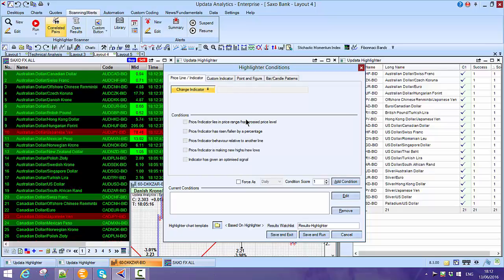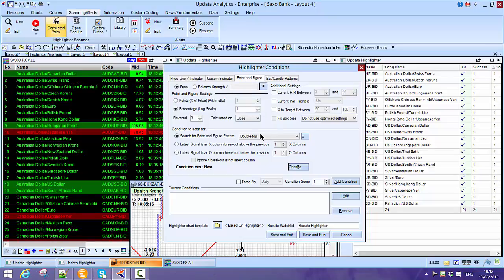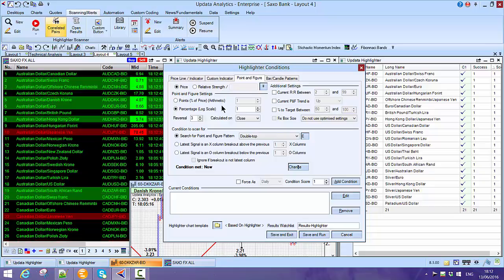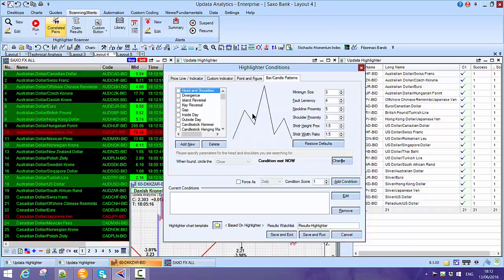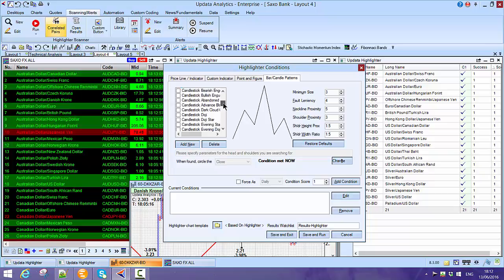You can run scans on point and figure charts, a really powerful aspect of Updata, where you can actually set find me instruments that have got upside potential, and then on things like bar and pattern candles, head and shoulders, divergence, all the different candlestick patterns as well.